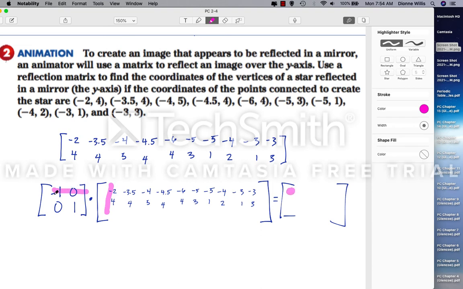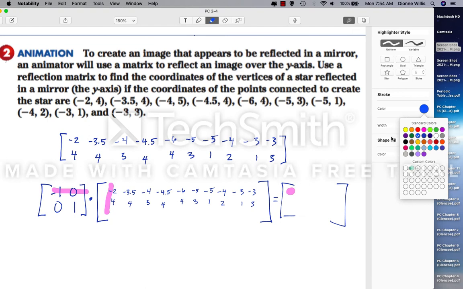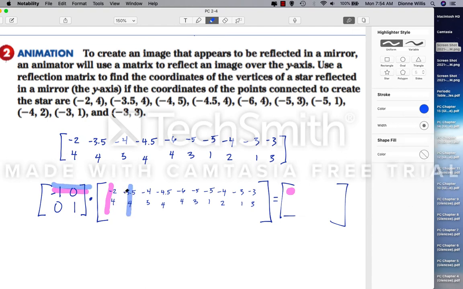But you can see what would happen. When I multiply this -1 times this -2, it's going to be a +2, and I'm going to add to it 0 times 4, which is 0. So I'm just going to get a +2. And if I continue in that way, let's say this one times this one, you see what we were talking about before. I'm really just going to get the signs of the x values changed.